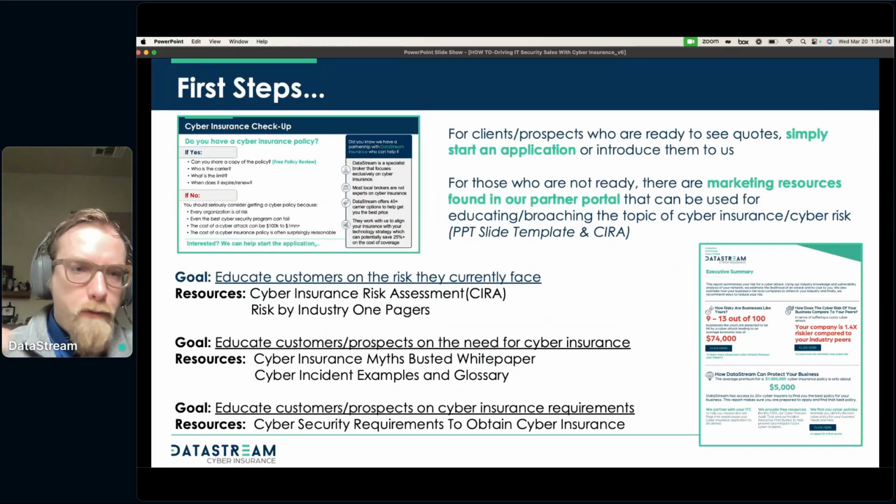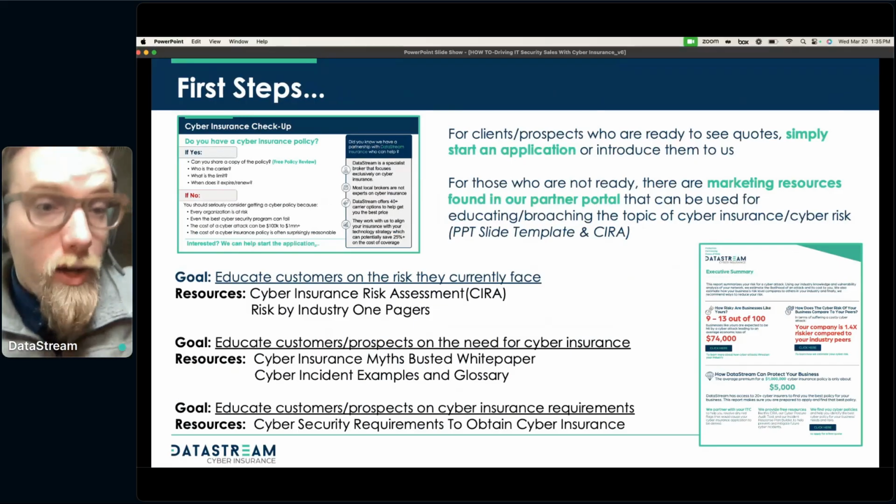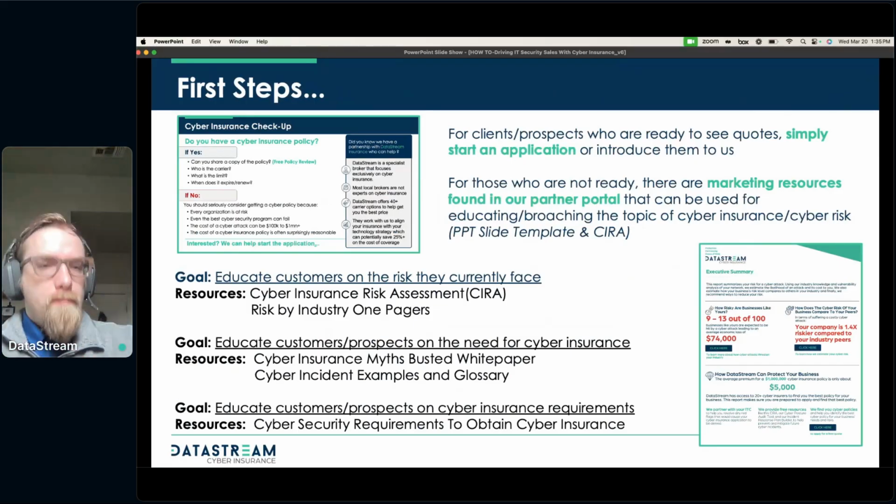There's a nice button in there for you to let the customer know that they just need to fill out their business portion for us to start getting quotes back for them. So obviously, that's for anybody that's ready to start seeing quotes and has already crossed that line.